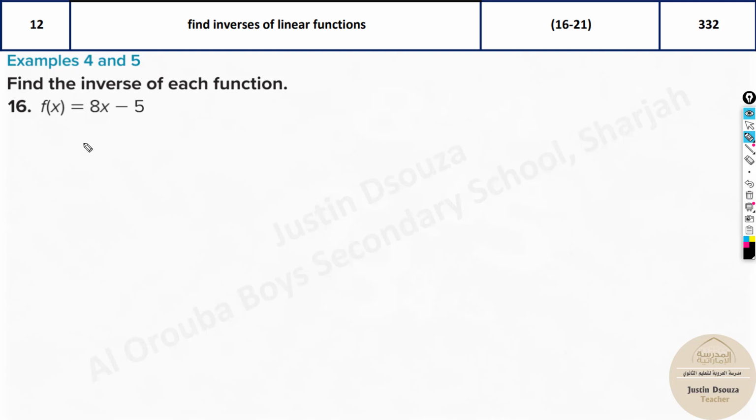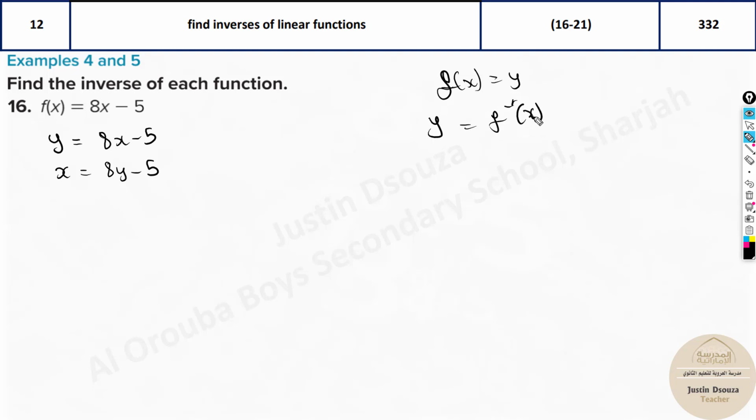Now what do we do for a function? We need to follow a set of rules. First of all, whenever we have f of x, write it as y equals 8x minus 5. Now, wherever y is, put x, and wherever x is, put y. Just swap these two. It will become x equals 8y minus 5. Now, we solve for y, because whenever we write function f of x, this is equal to y. Now this y value is equal to f inverse of x. That is the inverse function.